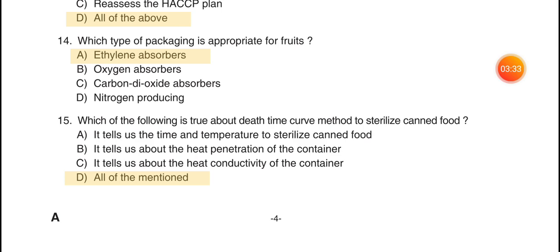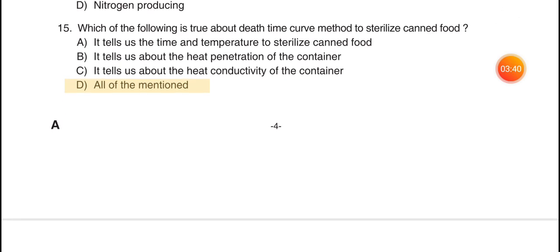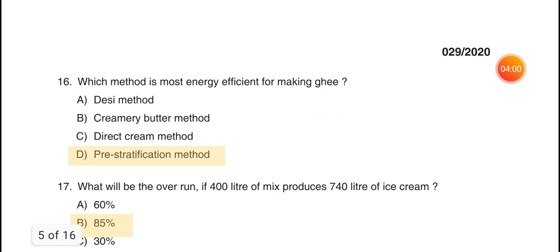14. Which type of packaging is appropriate for fruits? A. Ethylene absorbers. 15. Which of the following is true about the death time curve method to sterilize canned food? A. It tells us the time and temperature to sterilize canned food. B. It tells us about the heat penetration of the container. C. It tells us about the heat conductivity of the container. And D. All of the mentioned.